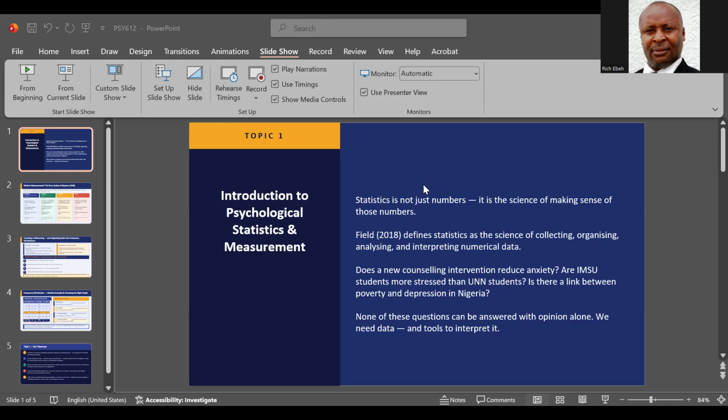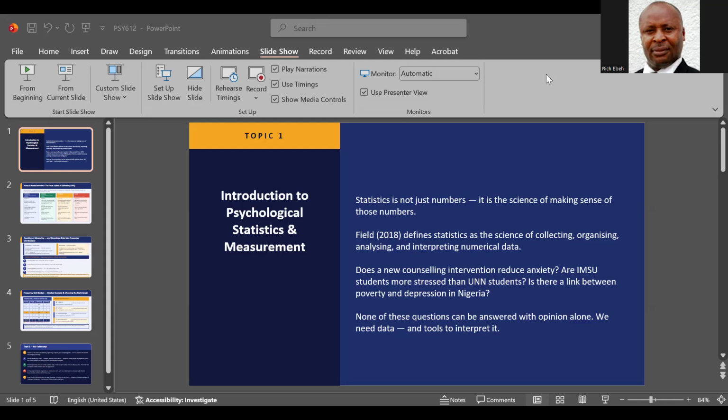In psychology, we use statistics to answer important questions. Questions like, does a new counseling approach actually help people manage anxiety? Are students in Nigerian universities more stressed during examination periods than at other times? Is there a relationship between economic hardship and rate of depression in Owerri? None of these questions can be answered by opinion alone. We need data, and we need the right tools to make sense of that data.